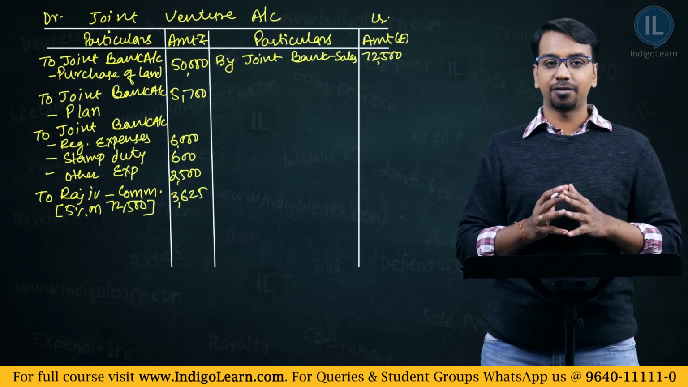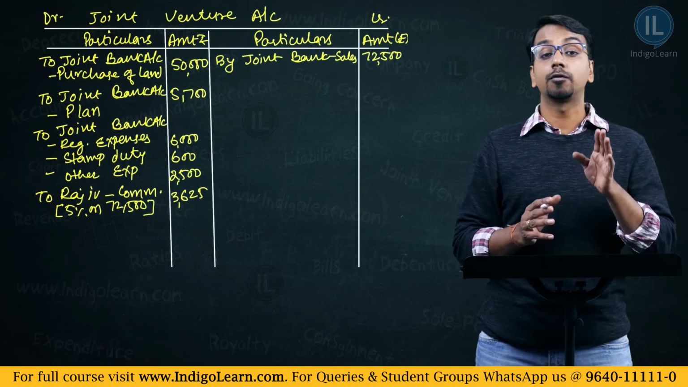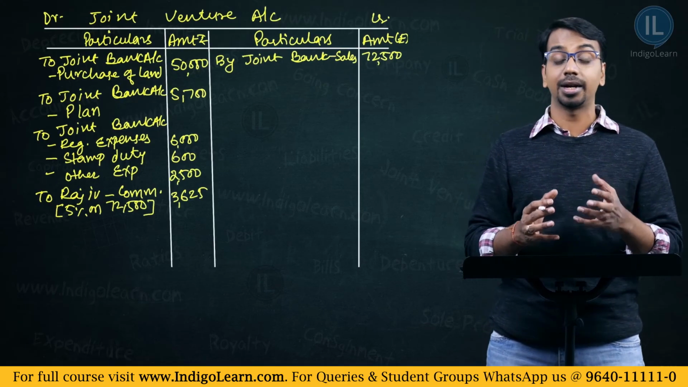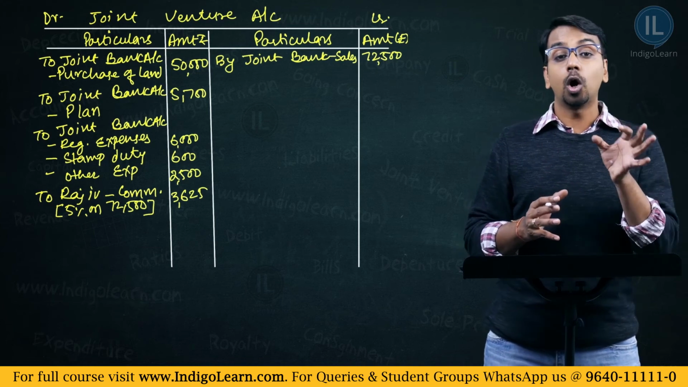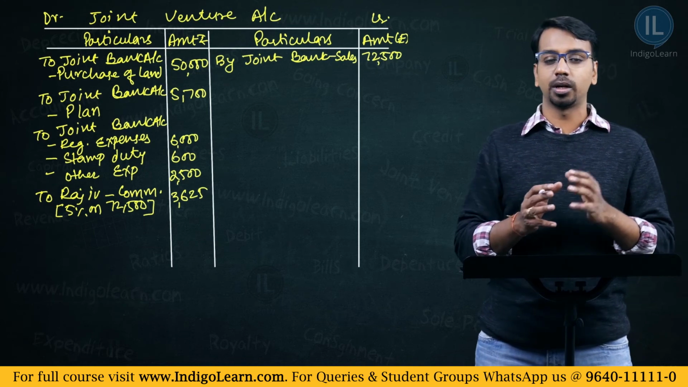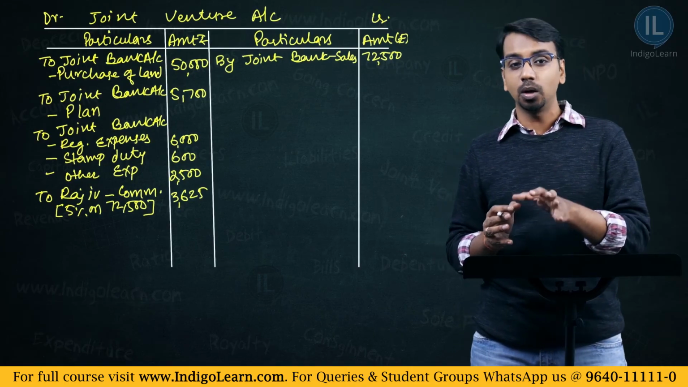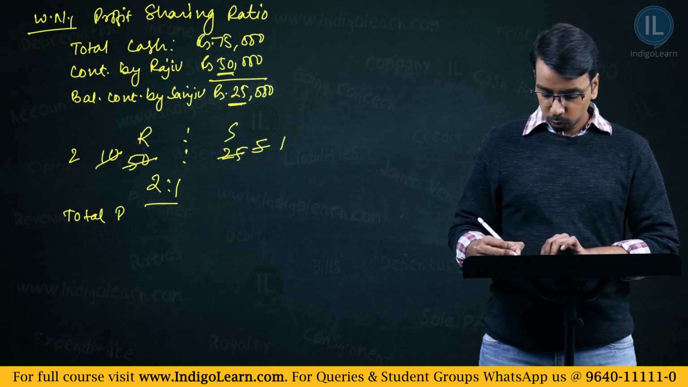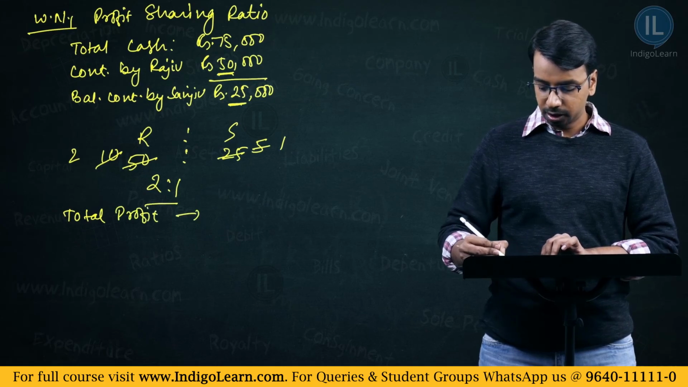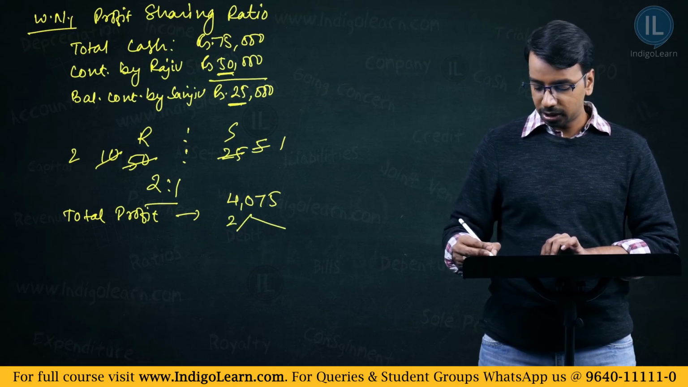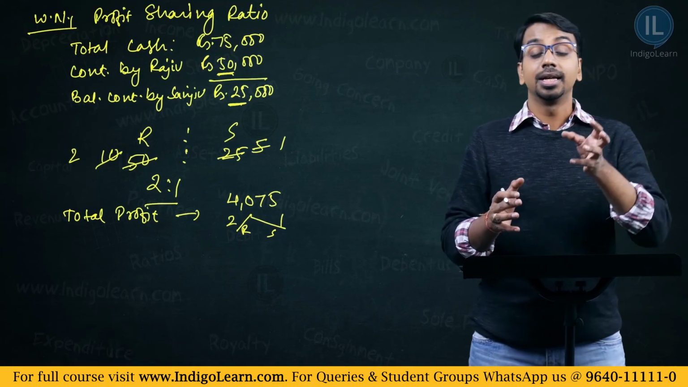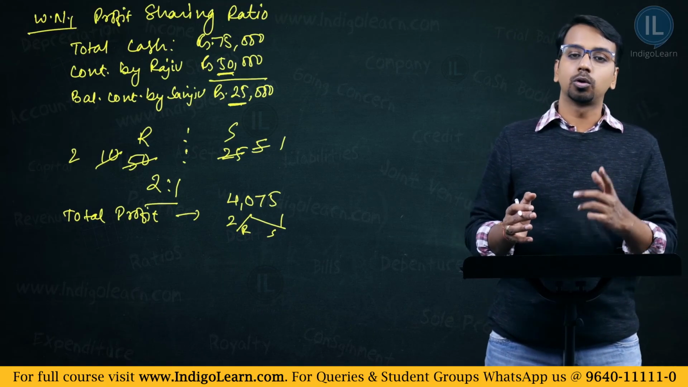Now this 4,075 will be distributed in the ratio of 2:1. So how much will Rajiv get? How much will Sanjeev get? Rajiv will get 2 out of 3 because the ratio is 2:1. So let me do a brief computation as a working note for your better understanding. So the total profit which is earned is 4,075. 2 parts goes to Rajiv, 1 part goes to Sanjeev. The profit sharing ratio of 2:1 means out of 3 parts, 2 parts will go to Rajiv.